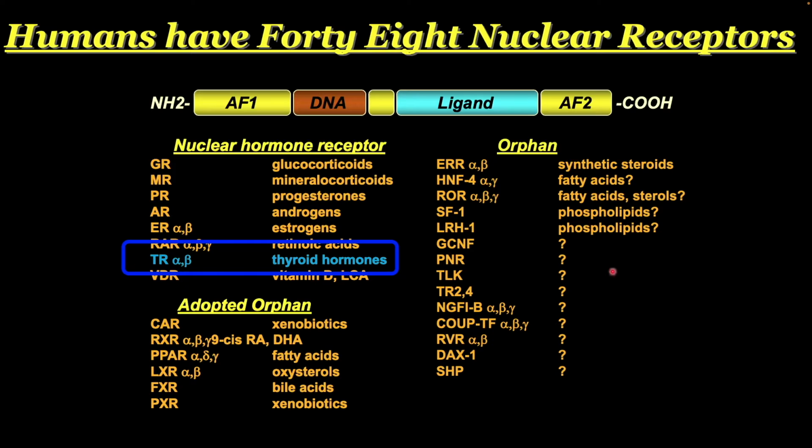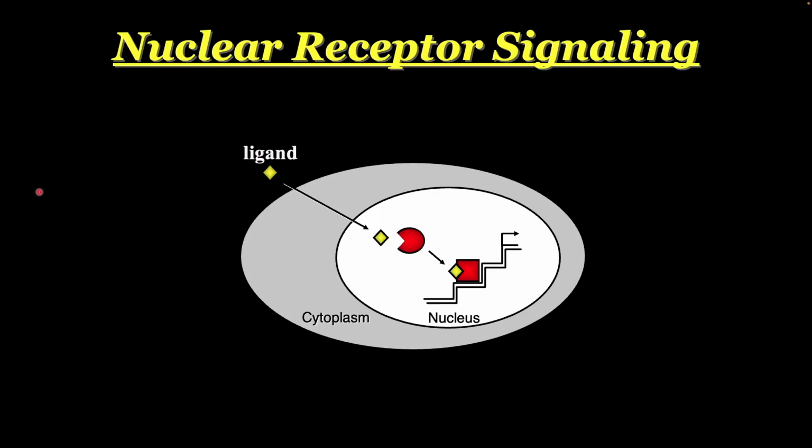This is a very powerful superfamily of ligand-activated transcription factors that regulates all kinds of interesting biochemistry and biology in our bodies, and humans have 48 nuclear receptors. And here's a diagram of how nuclear receptor signaling works. A small lipophilic ligand traverses the cell membrane to bind to its cognate receptor. In our case, we're talking about thyroid hormone as the ligand, T3, binding the thyroid hormone receptor.